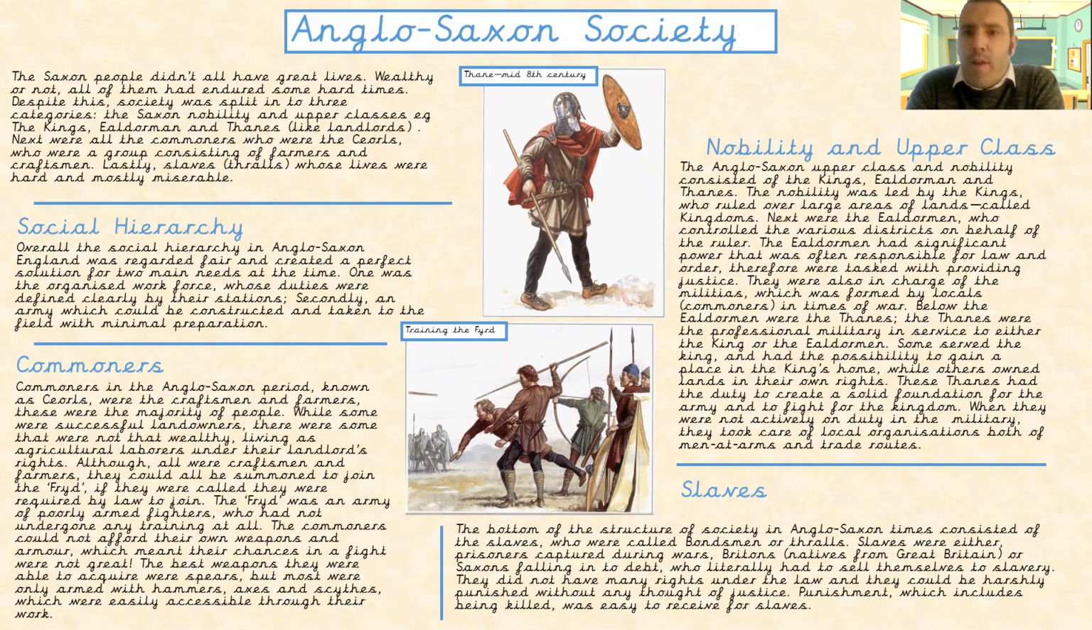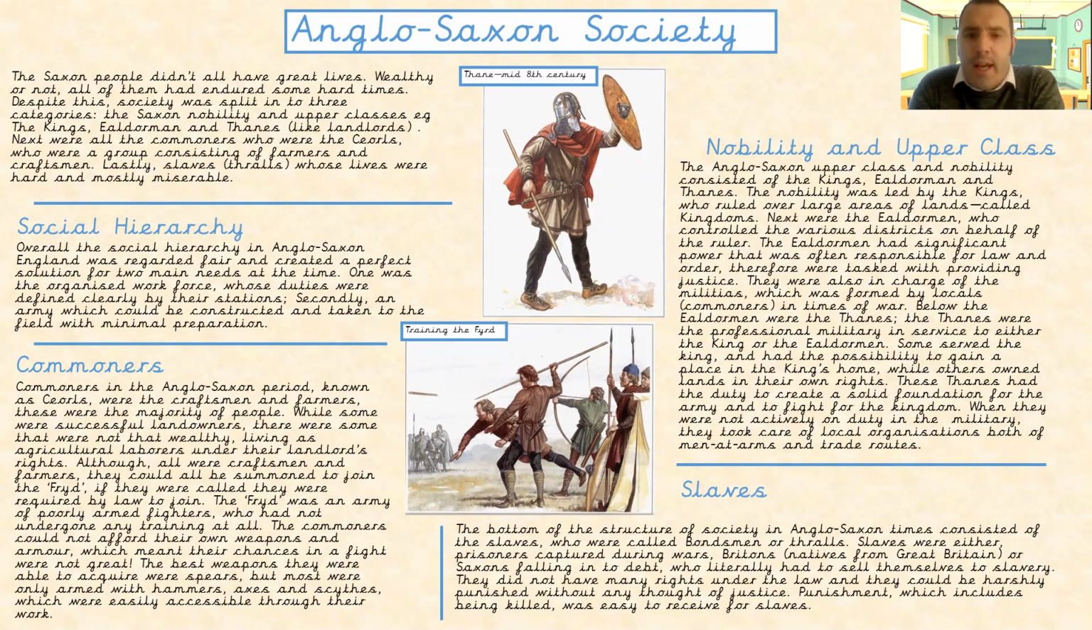Below the ealdormen were the thanes. The thanes were the professional military in service to either the king or the ealdormen. Some served the king and had the possibility to gain a place in the king's home, while others owned lands in their own rights. These thanes had the duty to create a solid foundation for the army and to fight for the kingdom. When they were not actively on duty in the military, they took care of local organisations, both of men-at-arms and trade routes.